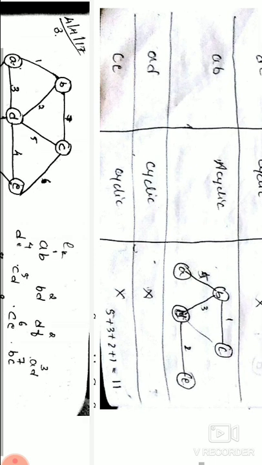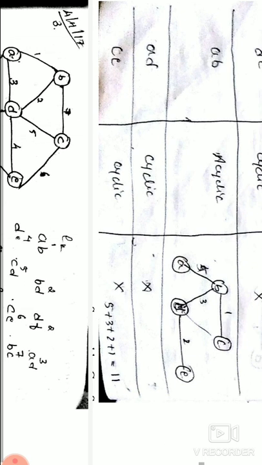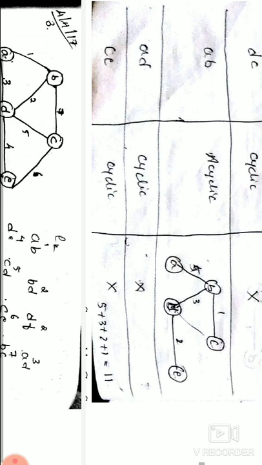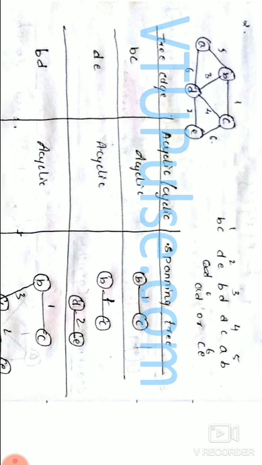So the next edge is AD. If I add AD, I'll form a cycle, so it is discarded. The next edge is CE, which again will form a cycle if I add it to my spanning tree. So now I have a spanning tree with the cost of 11. So this is how we have to solve for a spanning tree using Kruskal's algorithm.